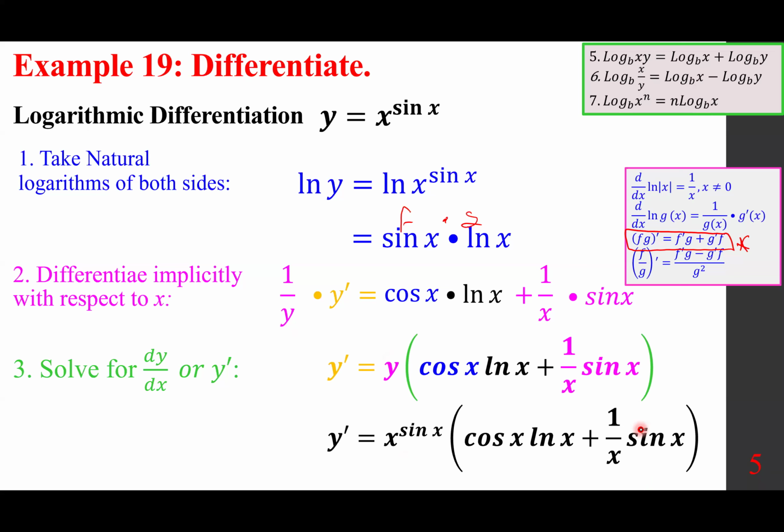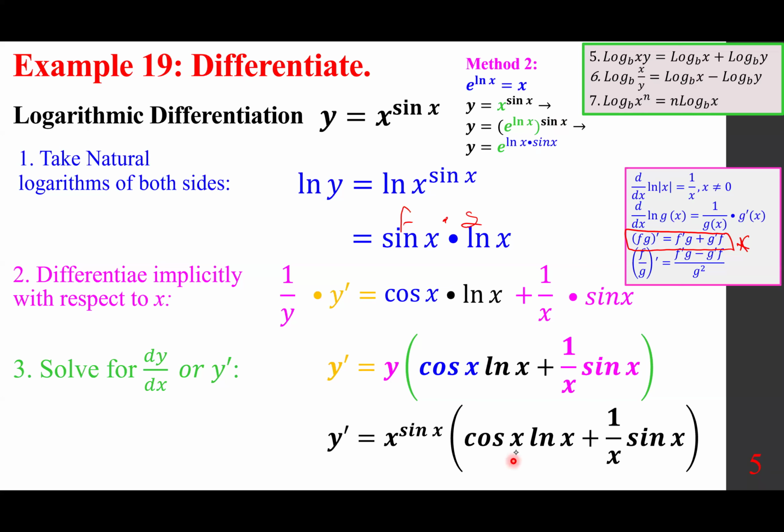Now, there is a second method. Remember that e to the power of ln x is x. And since y is x to the power of sine x, we can replace the x with e to the power of ln x. Now, e to the power of ln x to the power of sine x means e to the power of ln x sine x. And now you can work on this and that will result in the same thing.